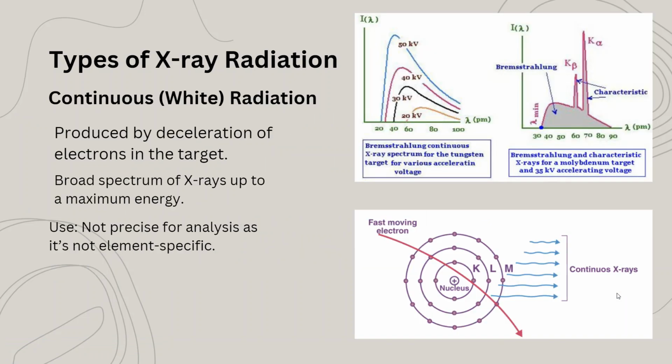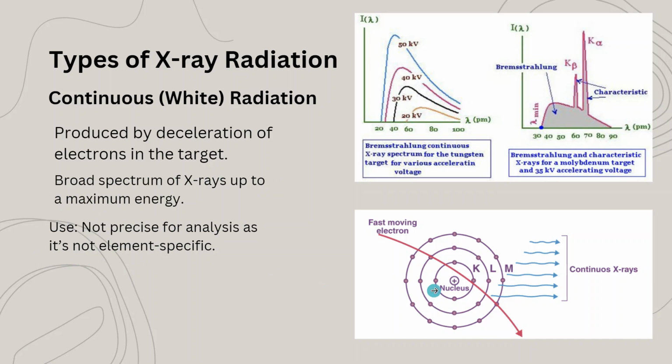Types of X-rays. There are various types based on how the electrons hit the target metal of the anode. There are two types: continuous and characteristic. The continuous is also called white radiation. We can clearly see that the spectrum is continuous, but there are also some spikes in between. These spikes denote the characteristic radiations. Continuous X-rays are produced by the deceleration of electrons in the target, giving a broad spectrum of X-rays up to a maximum energy. They are not precise for analysis as they are not element specific.